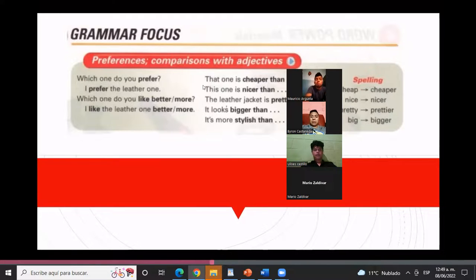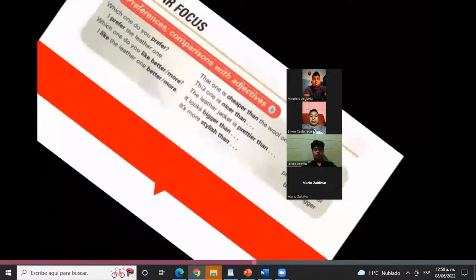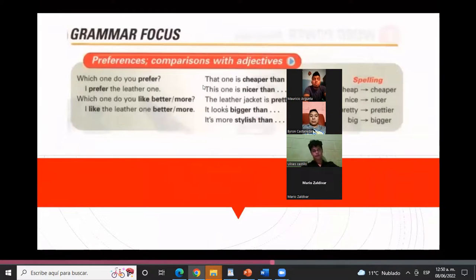Spelling. Cheap, cheaper. Nice, nicer. Pretty, prettier. Big, bigger. To express preferences in English, we may say, I prefer, I like. Which one do you prefer? I prefer the leather one. Which one do you like better? I like the leather one better.